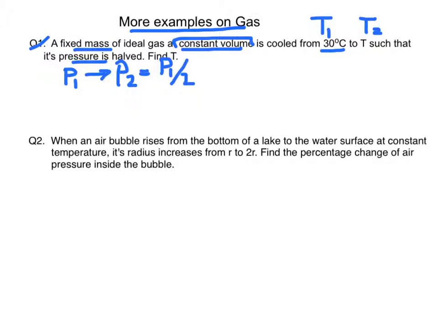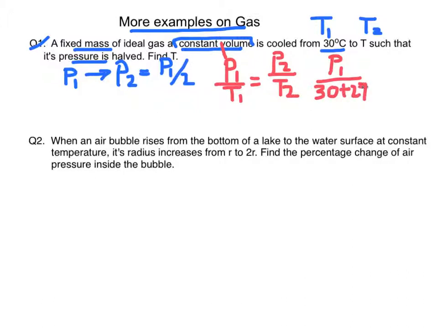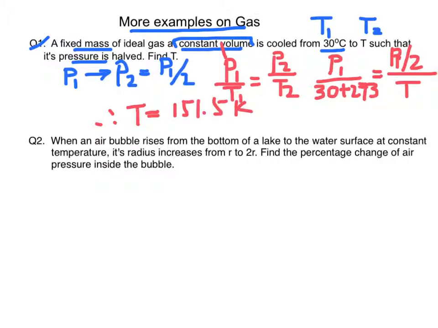By applying the equation P1 over T1 equal to P2 over T2, we have P1 over 30 plus 273 equal to P1 over 2 over T. Therefore, T equal to 151.5 Kelvin, or negative 121.5 degrees Celsius.